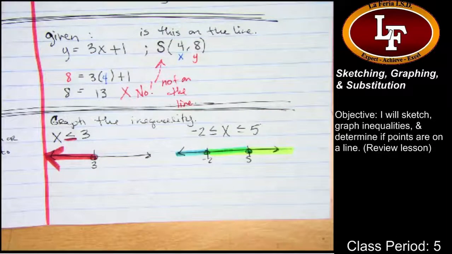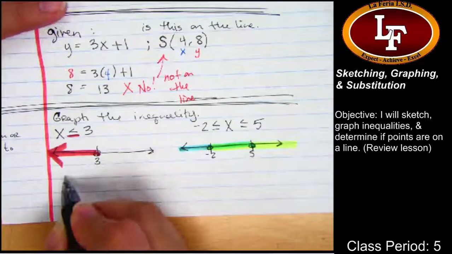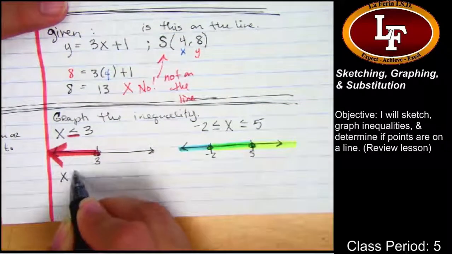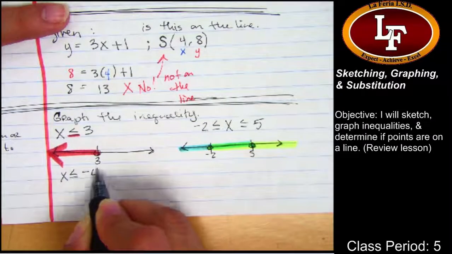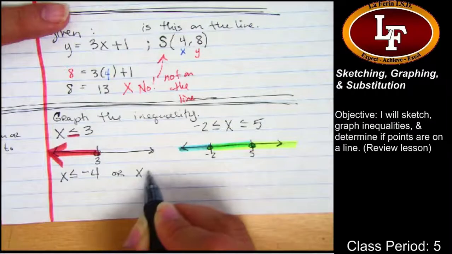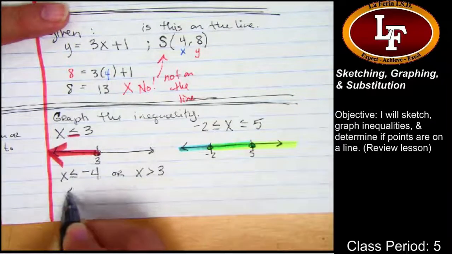This is total art class right now. It's where the colors blended and you got a new color. Make sense? All right, last one. X is less than or equal to -4, or X is greater than 3.